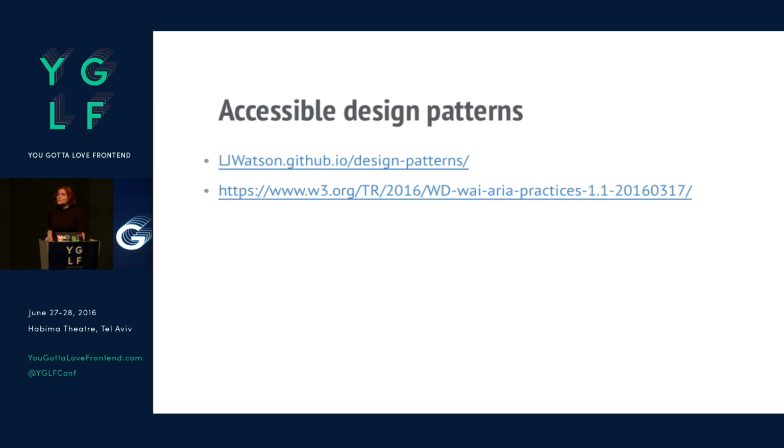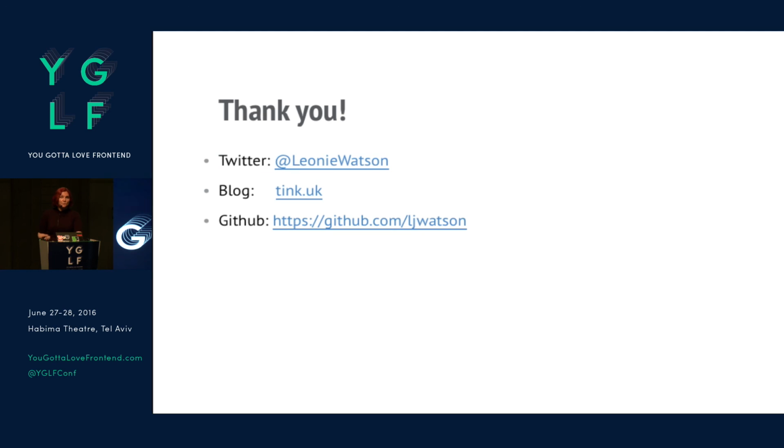Just to finish off, if you want to get any of the design patterns I've mentioned here, there are a few more there on my GitHub site. There is also an authoring practices guide being developed for ARIA 1.1, and it's not quite finished yet. There's already a lot of useful information, but in due course, that'll have working examples of these design patterns and many, many more. So a good place to go if you're looking for ideas on where to start with coding accessibly.